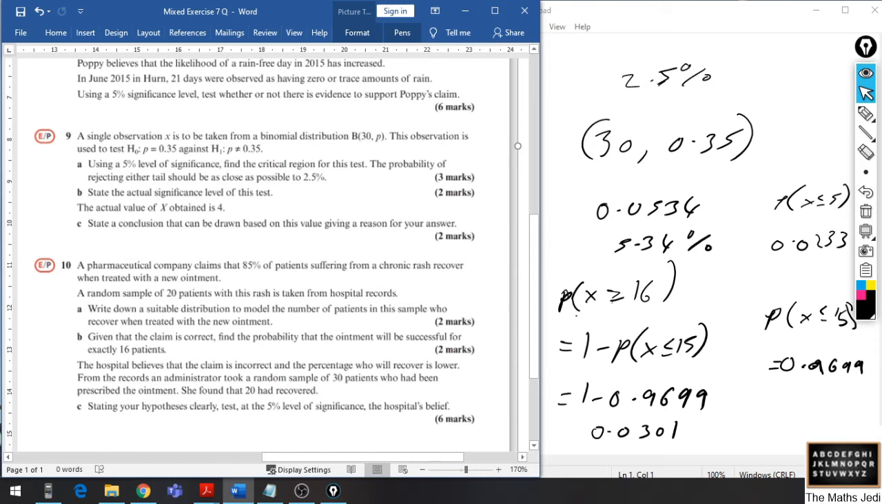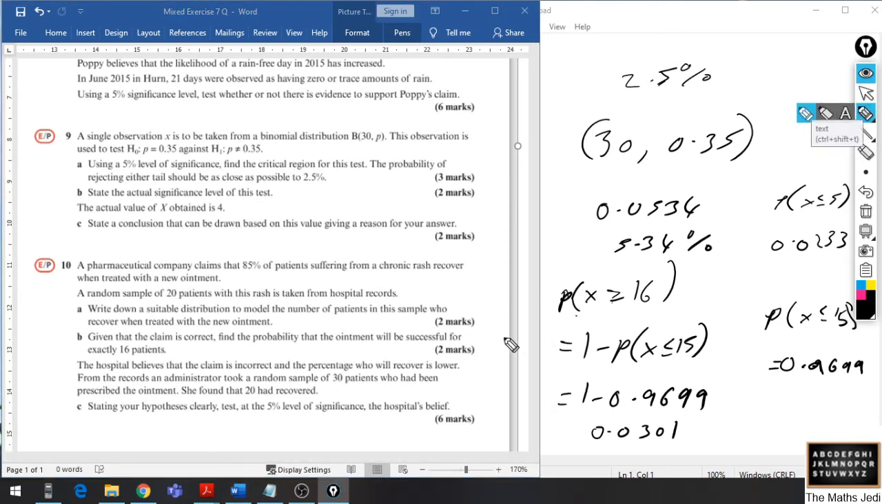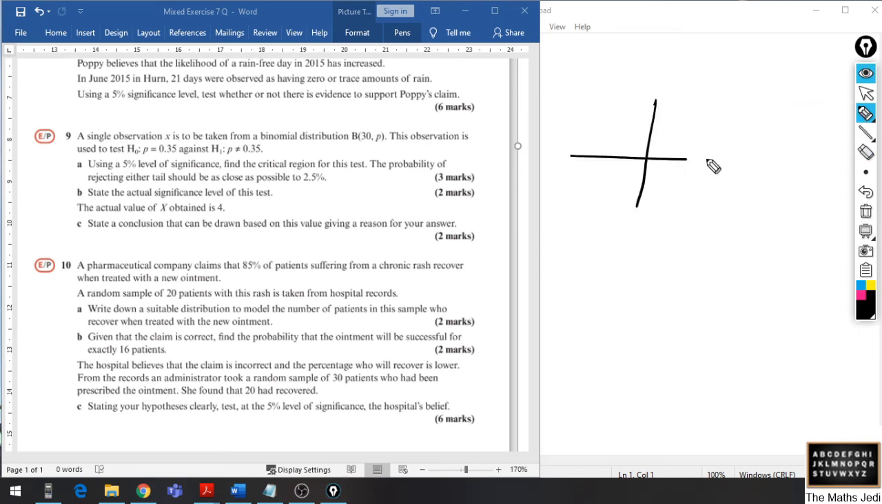So what does getting 4 mean? Well, 4 is in the critical region, isn't it? Because we said the critical region was between 5 and 16. So again, just to illustrate this, I'll just trash my notations real quick. We had between 5 and 16, so here's 5, and there's 16. There's the critical region, and there's the critical region, and so 4 will be in there.